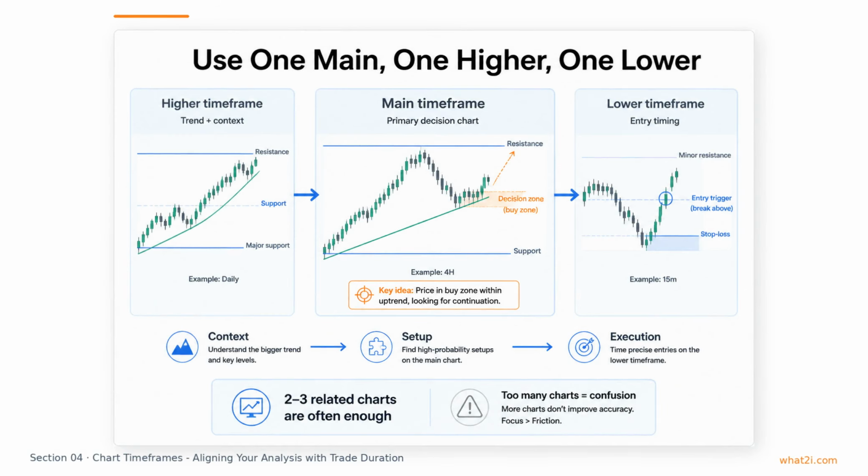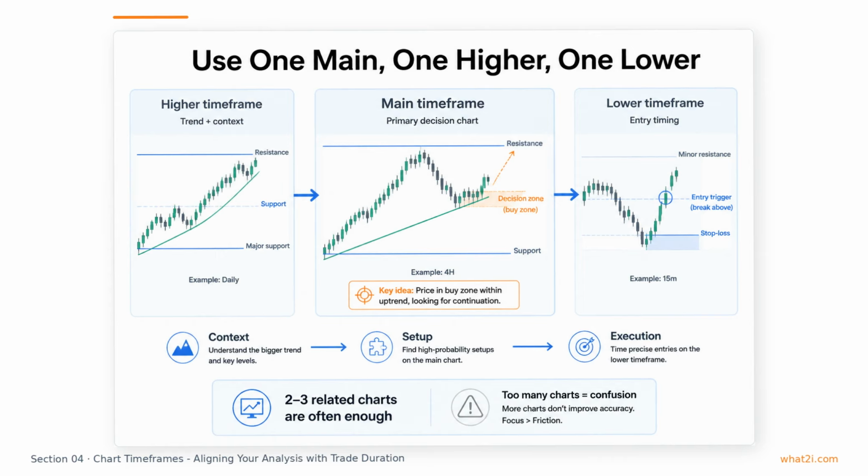One chart is usually not enough, but you also do not need a dozen of them. A simple approach is to use one main time frame, one higher time frame, and one lower time frame. The higher time frame gives you broader context and helps answer what the larger trend is doing. The main time frame is where your actual setup lives and where most of your trade decisions are made. The lower time frame helps refine entry timing if you want more precision. This 3 time frame structure is often enough to stay organized without becoming overwhelmed. It gives each chart a job, which helps prevent random chart hopping.